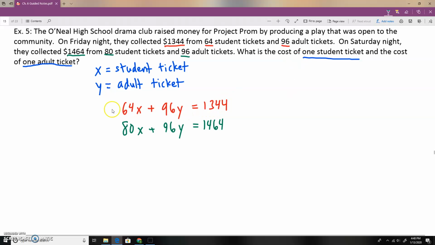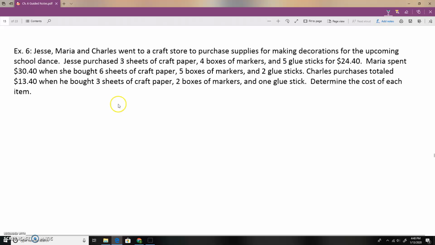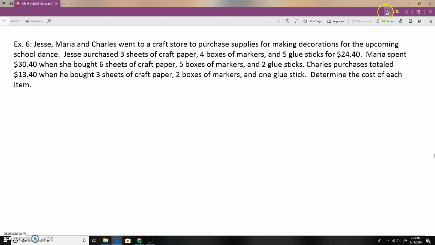Okay, let's look at setting up the second problem. In this problem, we've got Jesse, Maria, and Charles. They went to a craft store to purchase some supplies. It has the things Jesse purchased and the cost, the things Maria purchased and the cost, and the things Charles purchased and the cost. We'll come back to that. We want to know the cost of each item.